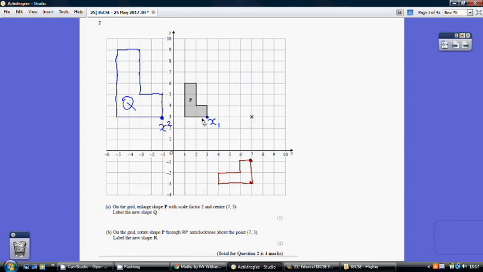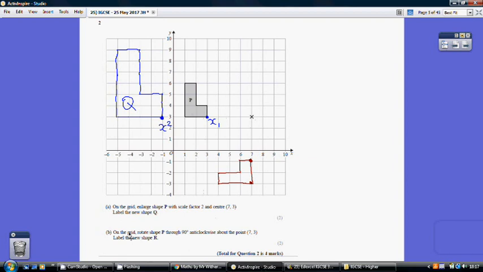We've now just got to make it twice as big. So all the lengths are going to be twice as big from this bottom right hand corner. So the base will no longer be 2, it's going to be 4. The height won't be 3, it will be 6. And 2 across, 4 down, 2 across, 2 down.